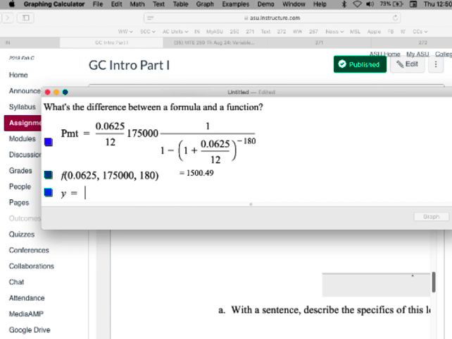Okay. She wants me to copy and paste this whole thing. I can find my cursor. There it is. Copy and paste the whole thing.